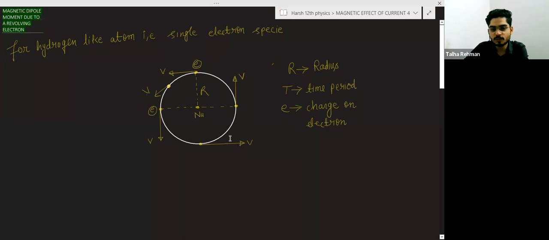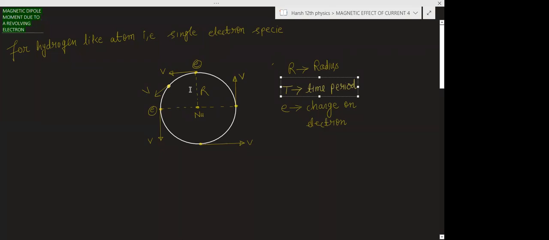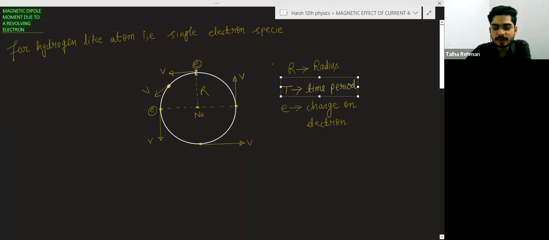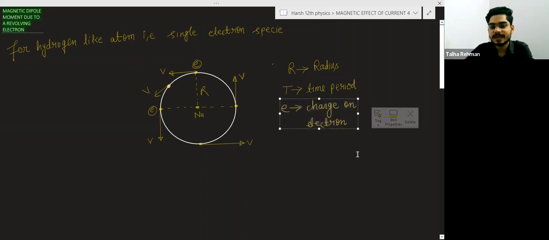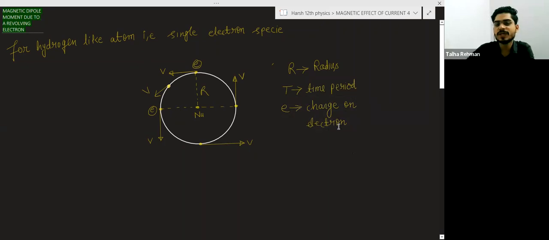So the electron is moving on a circular path. R is the radius of that circular path. Capital T is the time period. What is the time period? The time taken by the electron to complete one circle. And I have assumed that e is the charge on the electron, and the magnitude of the charge on the electron is 1.6 into 10 to the power minus 19 coulomb.